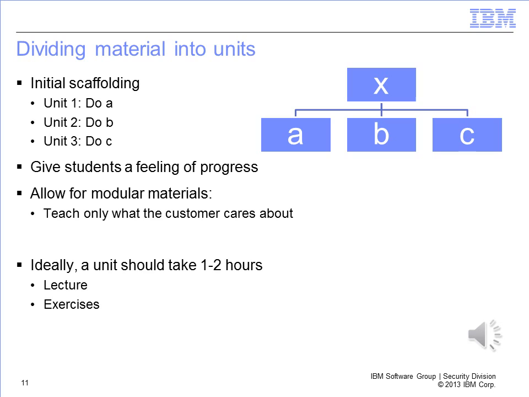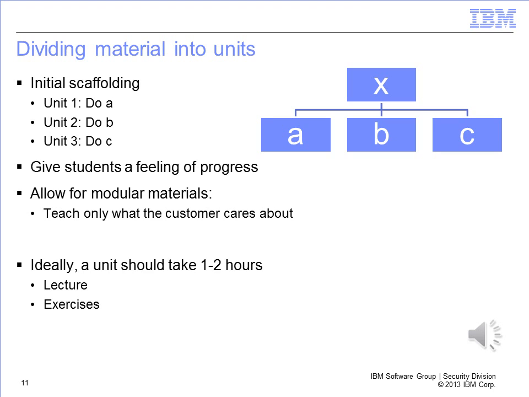We need to divide the material into units or sections or lessons or chapters, whichever way we call it. Why? First, when people see the table of content, it provides them with the initial scaffolding. If to do X, which is the reason they came to class, they need to do A, B, and C, then telling them Unit 1 will teach you how to do A, Unit 2 will teach you how to do B, Unit 3 will teach you how to do C, provides them with that scaffolding, that initial information.